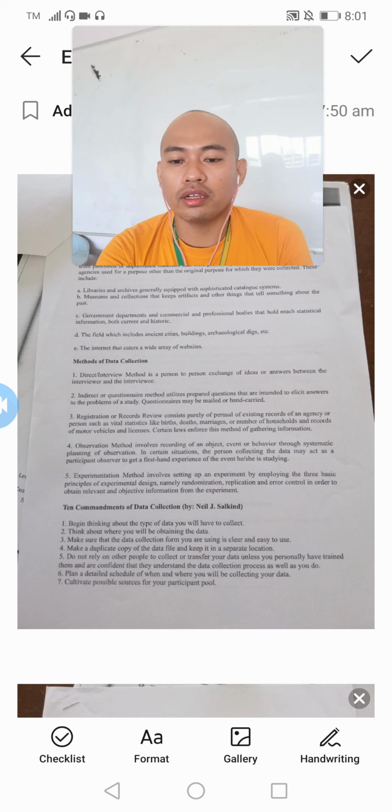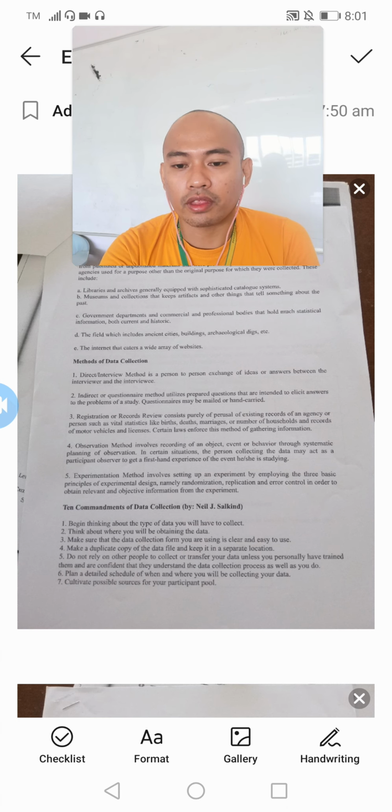The fourth one is the observation method. It involves recording of an object, event, or behavior through systematic planning of observation. In certain situations, the person collecting the data may act as a participant or observer to get a first-hand experience of the event he or she is studying.